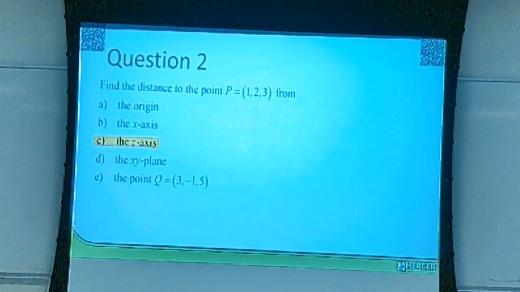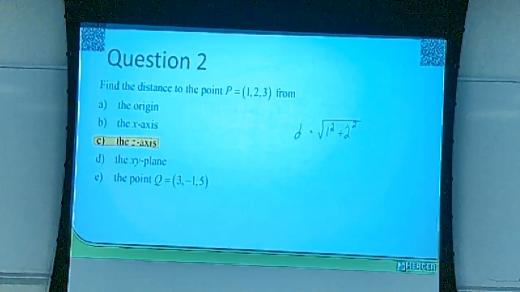For the z-axis, it's the same idea. You want the perpendicular distance from the z-axis to the point, which occurs at z equals 3. So it's the point (0, 0, 3) to (1, 2, 3), which will wind up just being that. You're going to have 3 minus 3, which is 0. Square root of 5.